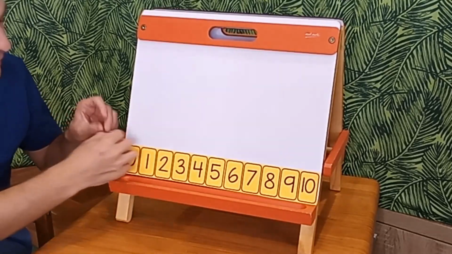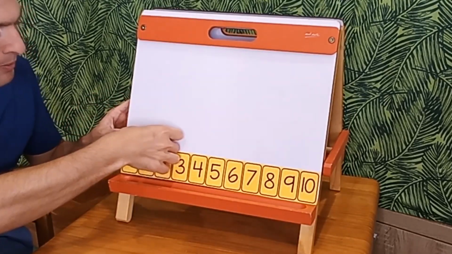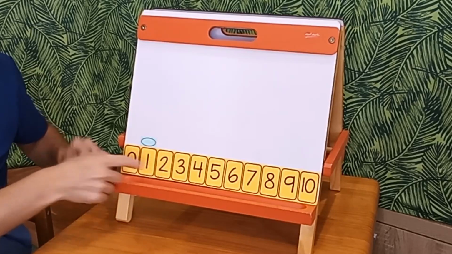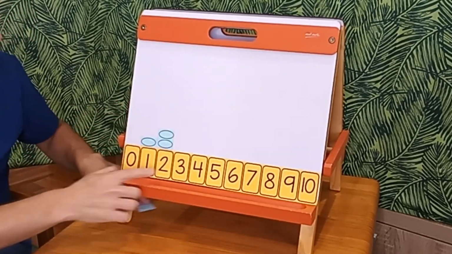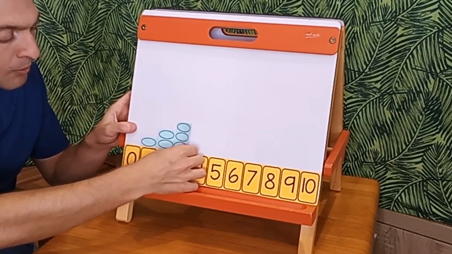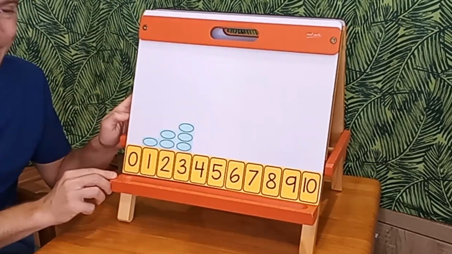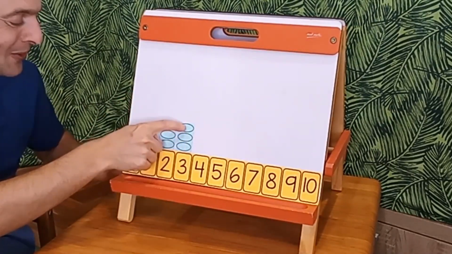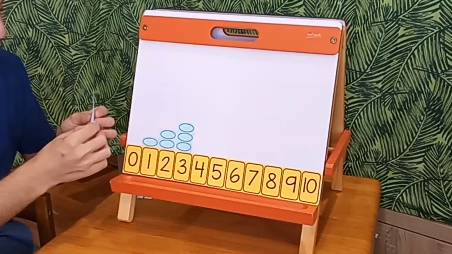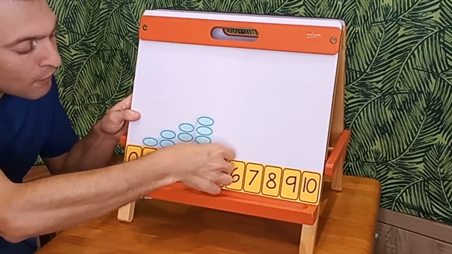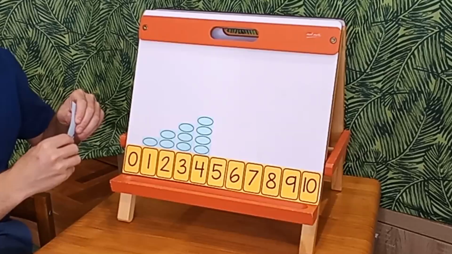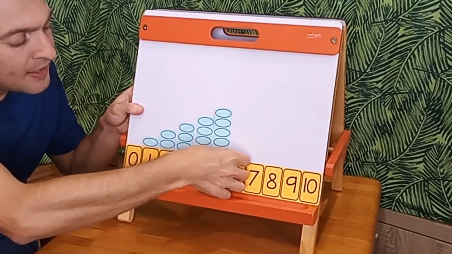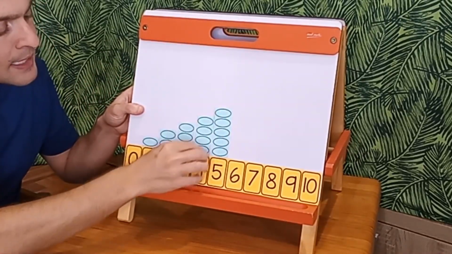Then we have 1, which we could represent with one object like that. Followed by 2. There are the 2 objects. Then we have 3, which has, you guessed it, 3 objects. 1, 2, 3. Then we have the number 4 with our 4 objects here. And then next is number 5. There we go. Let's keep going.